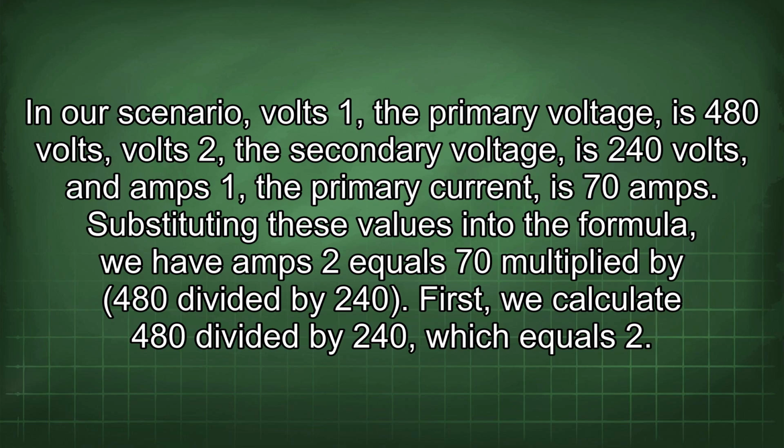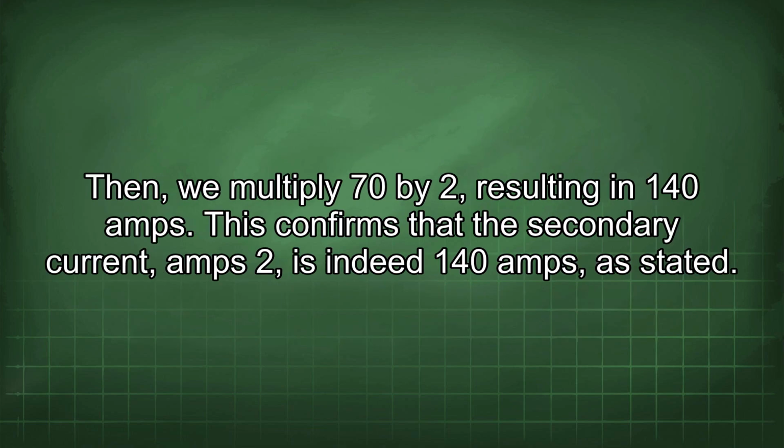Substituting these values into the formula, we have amps 2 equals 70 multiplied by 480 divided by 240. First, we calculate 480 divided by 240, which equals 2. Then we multiply 70 by 2, resulting in 140 amps. This confirms that the secondary current amps 2 is indeed 140 amps, as stated.